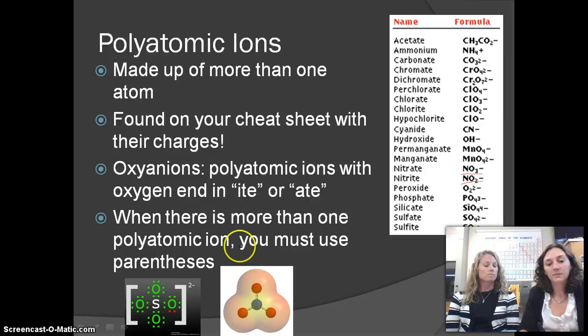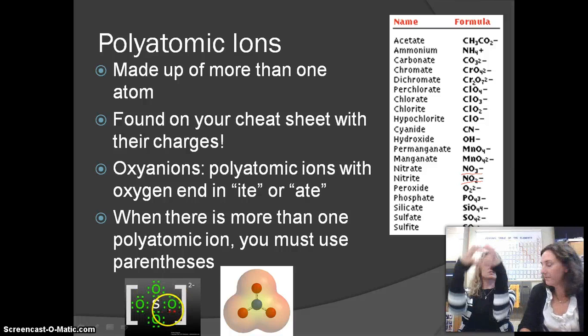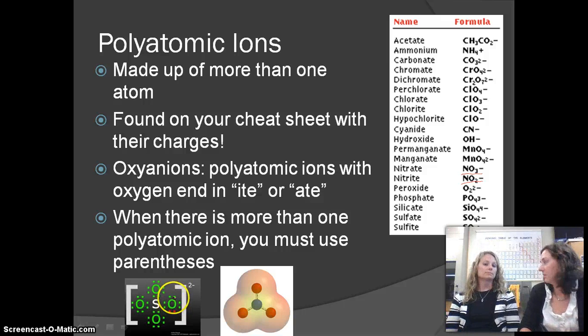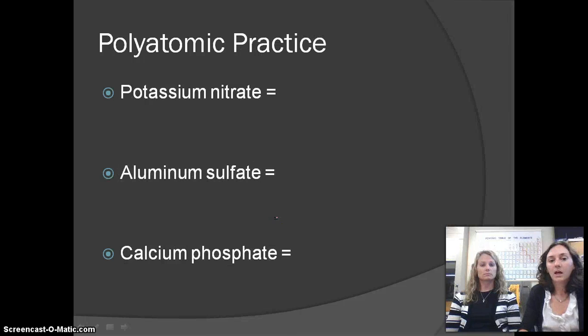And then down here, these are examples of polyatomic ions. Here's sulfate. It's got 1 sulfur and 4 oxygen. So this acts as 1 unit. That whole thing bonds to the other element or compound. And then again, if you're going to draw an ion, you need to do the brackets with the charge on the outside. All right, polyatomic practice.